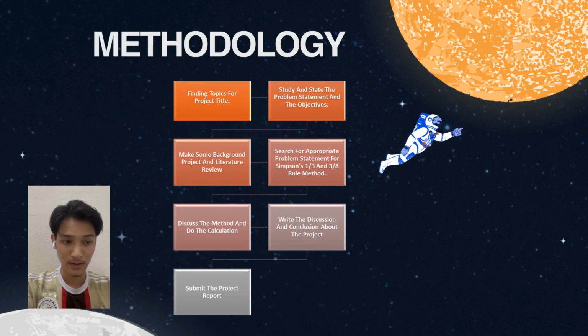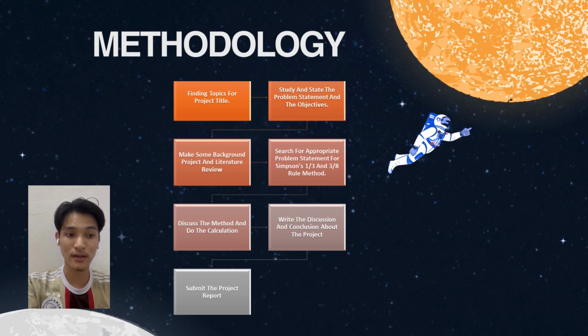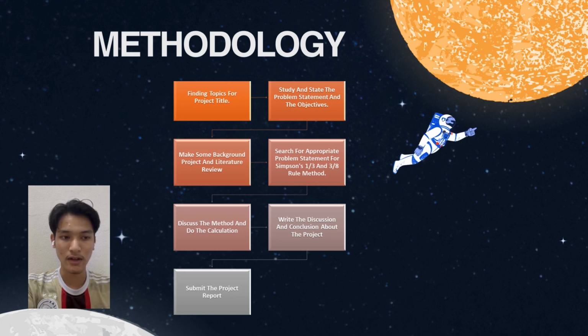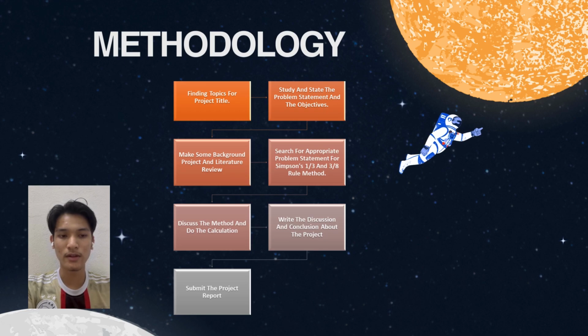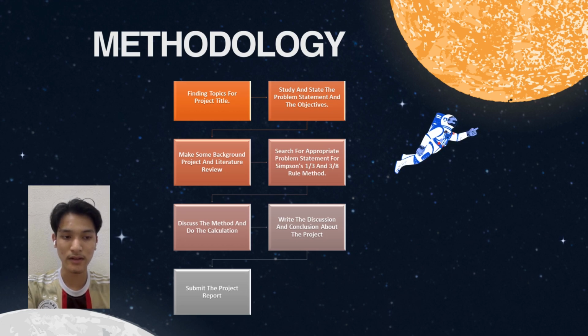Hello, my name is Muhammad Fikri and I will talk about the methodology. Firstly, we must find a topic for the project title, and then we state the problem statement and the project objective. Then we make some project background and literature review, and search for an appropriate problem statement for the Simpson 1/3 and 3/8 rule method. Then we discuss the method and do the calculation, write the discussion and conclusion about the project, and then we submit the project report on 21st December.